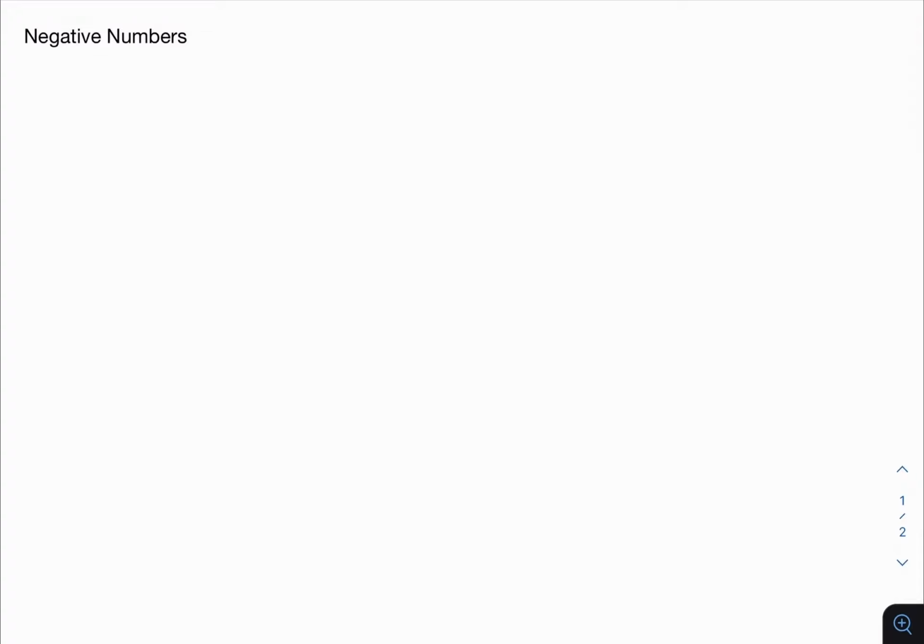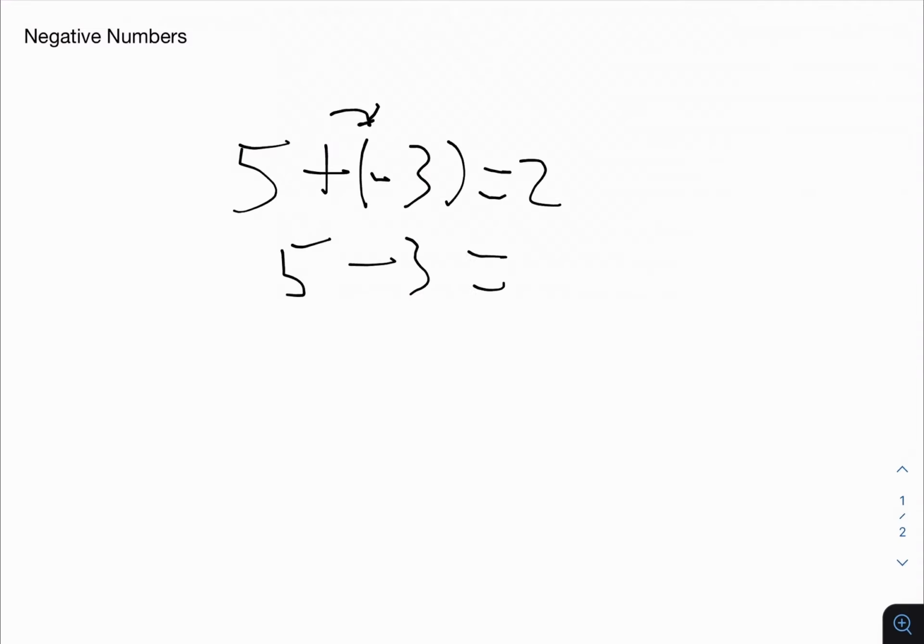So when you add and subtract negative numbers, it would look like this. 5 plus -3 equals 2. What would this equal? Well, you can eliminate these signs and make it into 5 minus 3 equals 2. If you add a negative number, it's basically subtracting, so it would just equal 2.